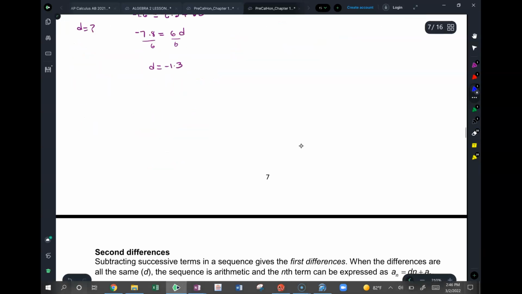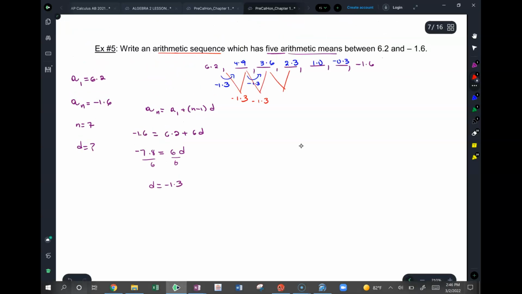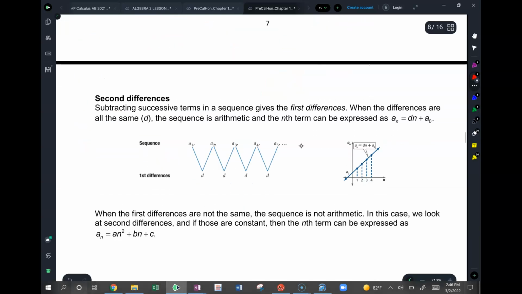Now here, if you take the difference between any two terms here, it's 1.3, and here, negative 1.3 rather. When you do that, these are called first differences. So basically just the difference between each successive term. Now let's talk about second differences.